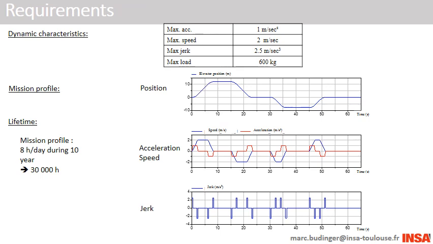The specifications for carrying the load include dynamic requirements. Acceleration and jerk specifications are given by the comfort and physiological limits of the users. Reliability and lifetime requirements. Dynamical specifications can be represented in a typical mission profile for the use of the elevator, composed here of a chain of ascents and descents. This 65-second cycle will be repeated continuously 8 hours a day during 10 years, or 30,000 hours. This is the required lifetime of the reducer we use here.